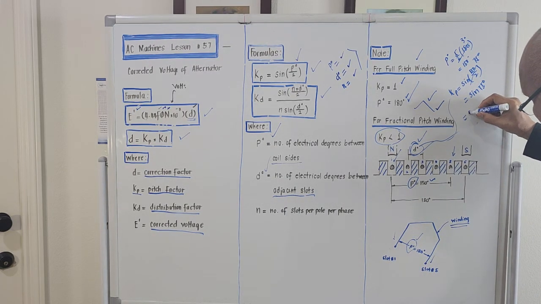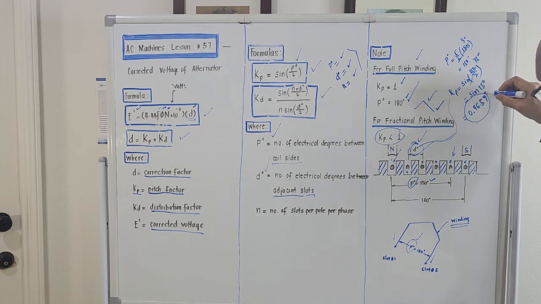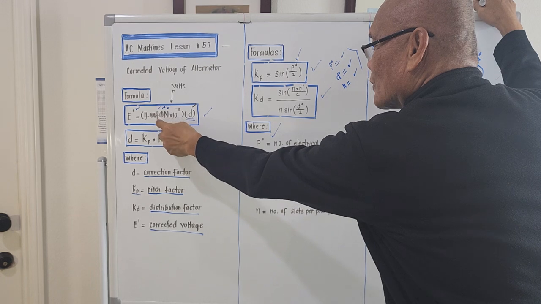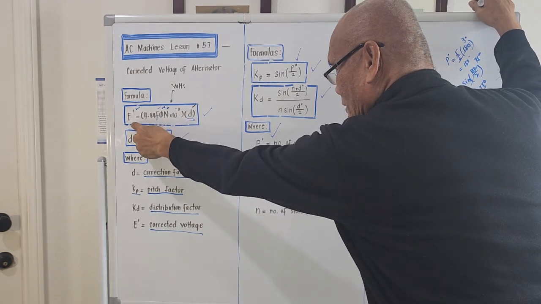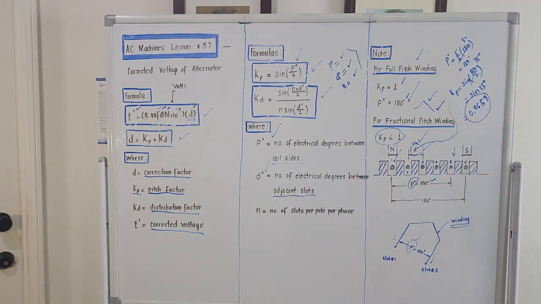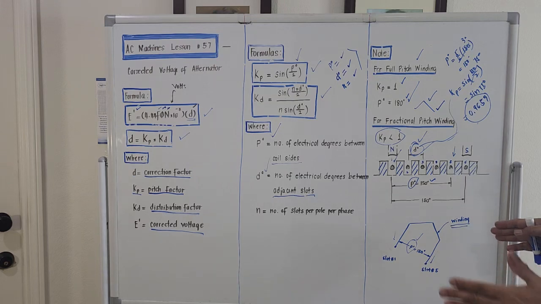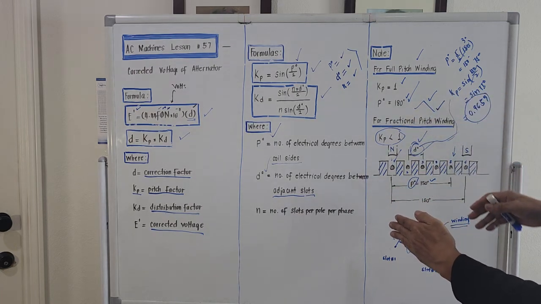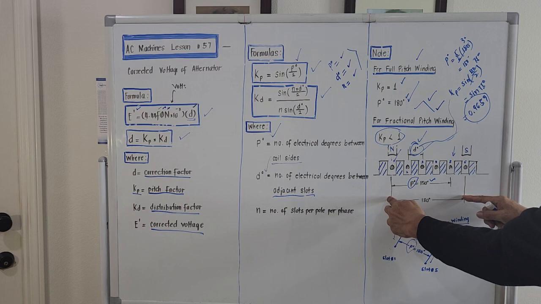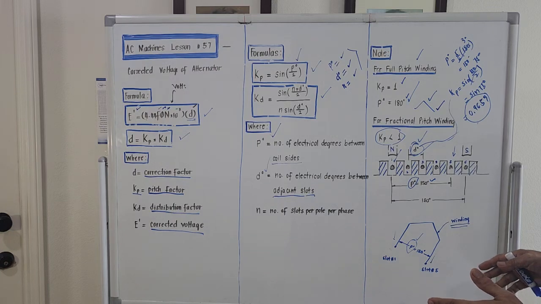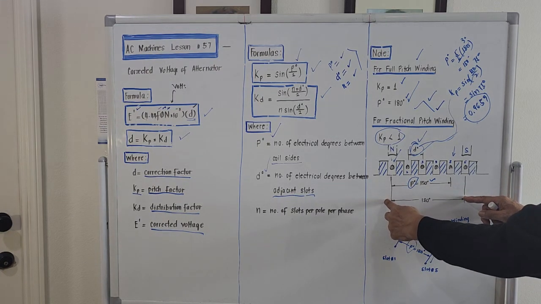So imagine this value here, 0.9659. We will multiply that to the theoretical value given by this formula here. Of course, the corrected voltage will be less than this theoretical value. It's not 100%, because it's not always that the entrance and the outlet of the winding that is wound on the slots is exactly 180 degrees. And I think in the actual design of alternators, it is always less than 180 degrees.